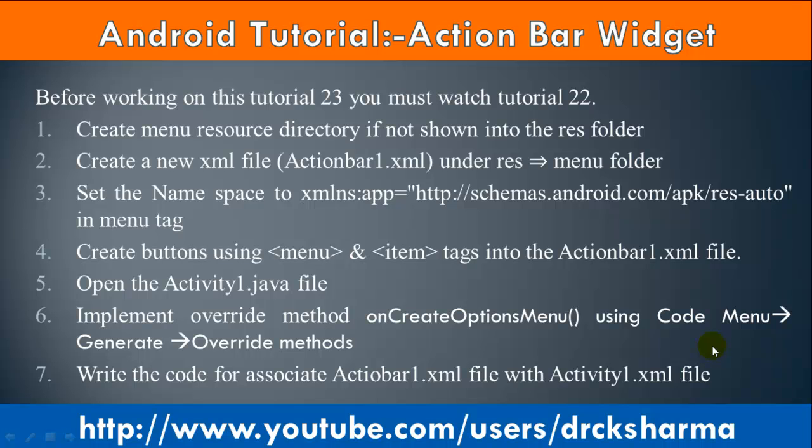The following 7 steps are used to add button into the action bar. Step 1. In step 1, we create menu resource directory if it is not present into the resource folder. Step 2. In step 2, we must create an XML file named actionbar1.xml into the menu folder.